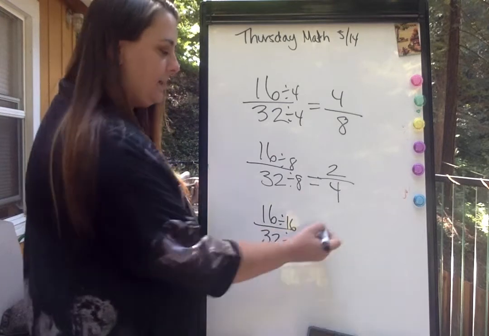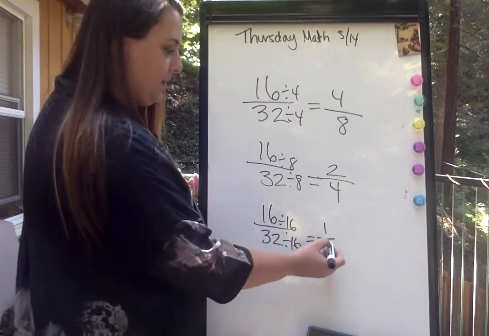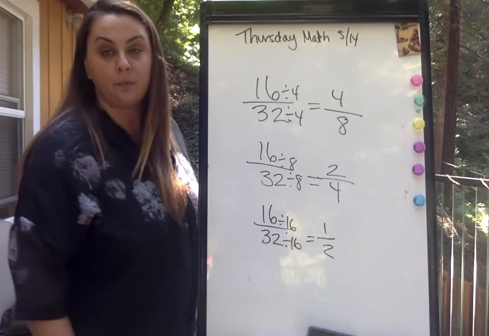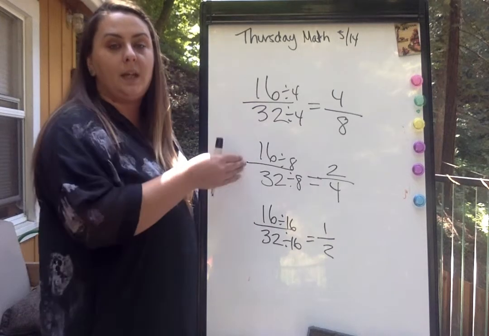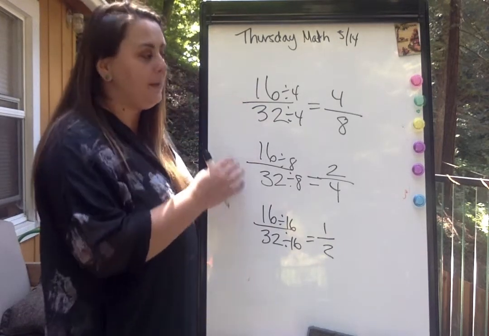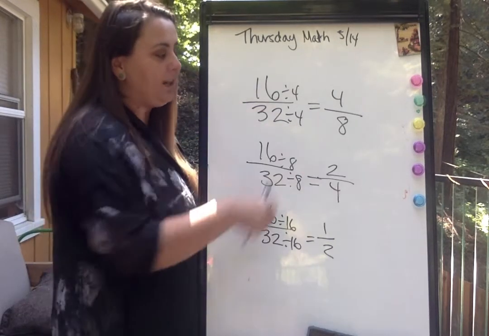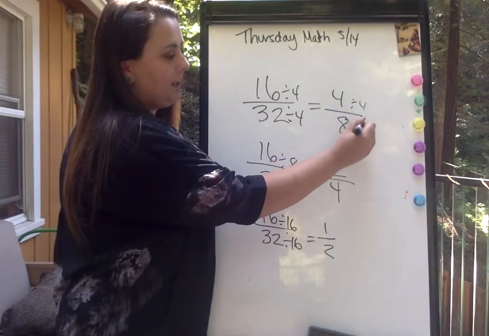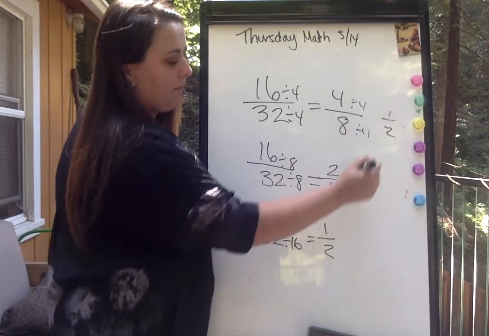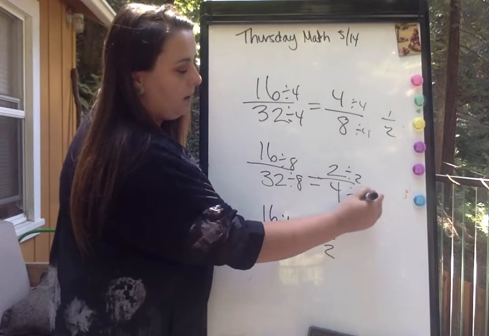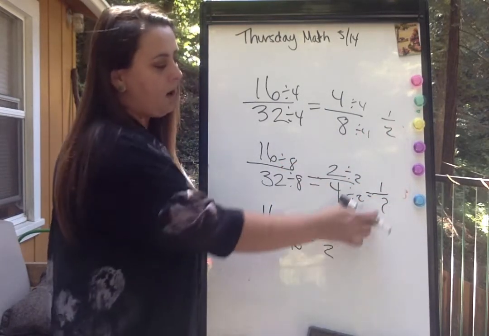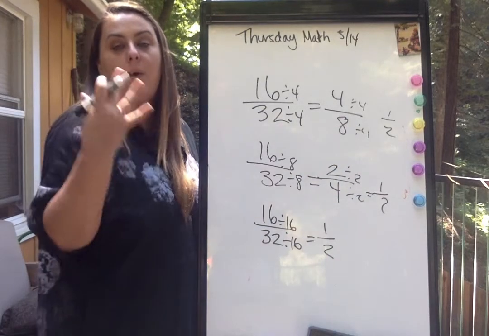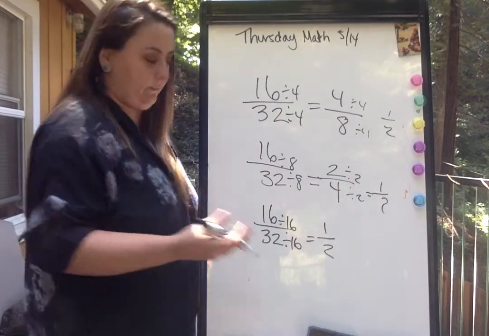16 goes into 16 once. 16 goes into 32 twice. So reducing, finding those common factors, it can all get you to the same place. You know that, if you reduce this even more, you're going to get the same answer. You're going to get 1/2. Same here. You're going to get 1/2. So they're all 1/2. It's just how quickly you can get to that point.